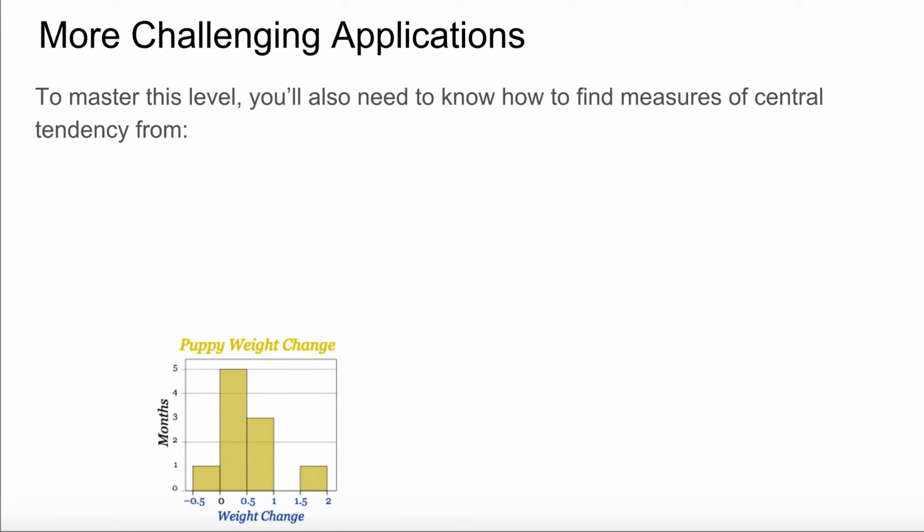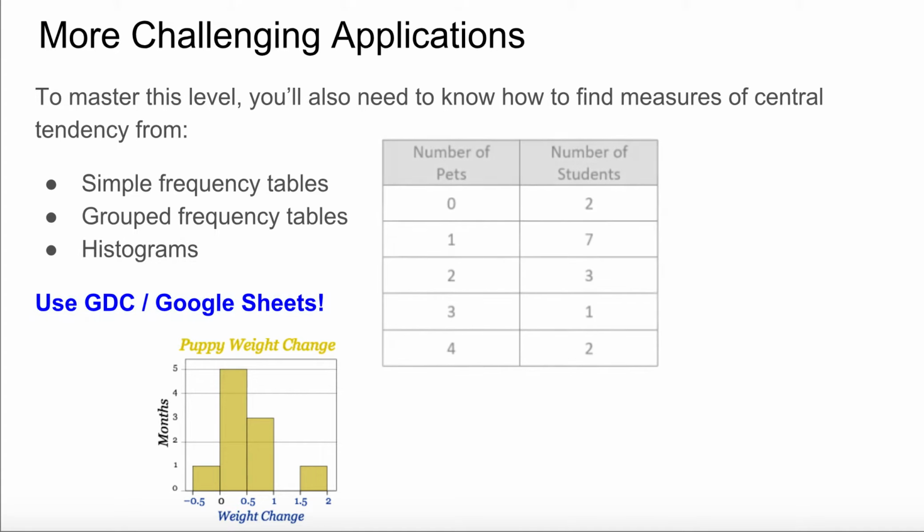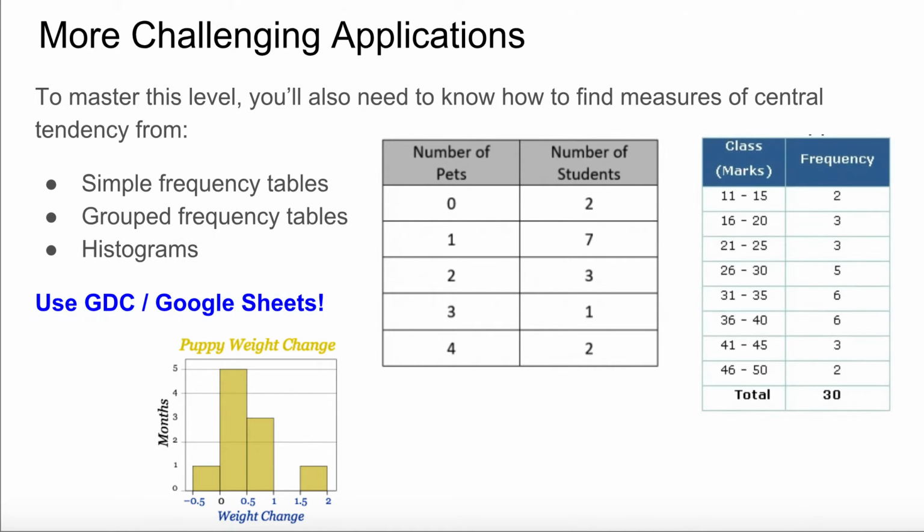So to master this level, level 3, you're also going to need to know how to find the measures of central tendency, the mean, median, the mode, from things like a simple frequency table, a grouped frequency table, or a histogram. So let me put these up here, right? We could have a simple frequency table, like for the number of pets. We could have a grouped frequency table, like marks on a test, or we could have a histogram. And for each of these, we need to be able to find the mean, median, if possible, and the mode.